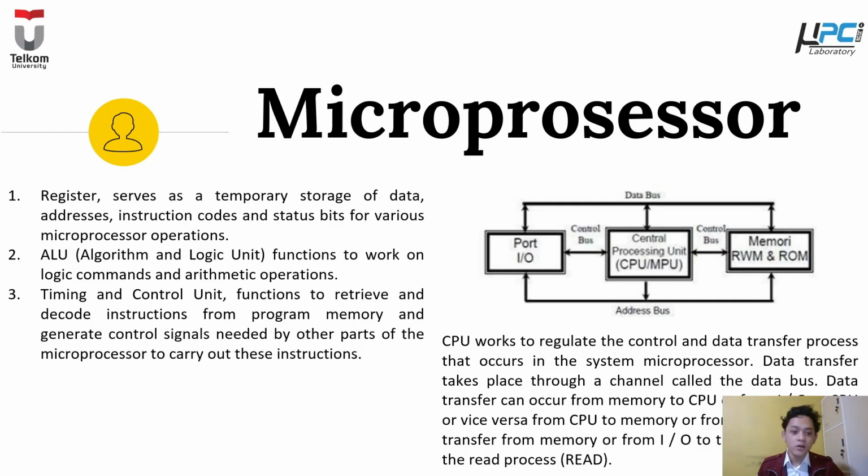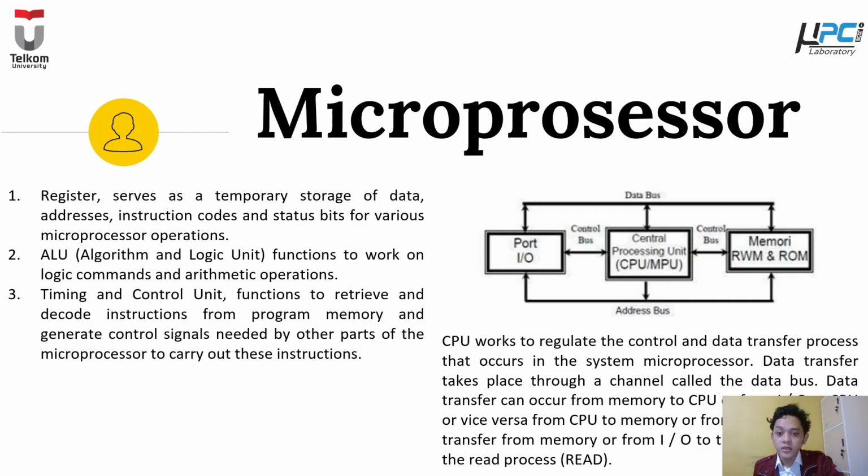So this microprocessor is controlled by CPU. CPU works to regulate the control and data transfer process that occurs in the microprocessor system. Data transfer takes place through a channel called the data bus. Data transfer can occur from memory to CPU or from input or output to CPU or vice versa, from CPU to memory or from CPU to input or output. Data transfer from memory or from input or output to the CPU is known as the read process or read.